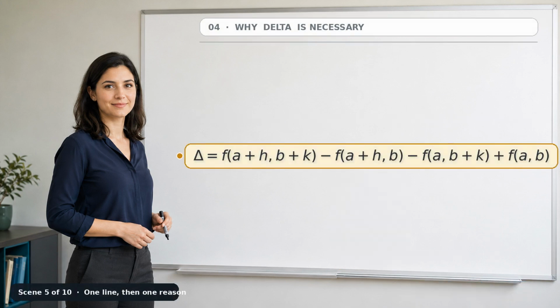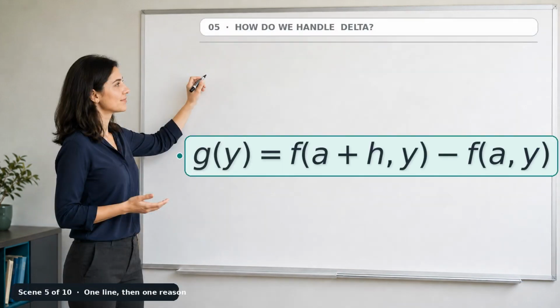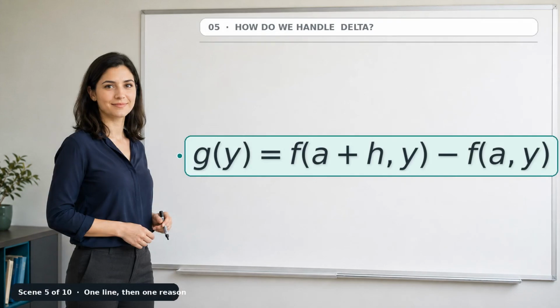We now have delta, but it still contains 4 terms. How can we simplify it? Define g of y to be f at a plus h comma y minus f at a comma y. Why define g this way? Because a and a plus h are fixed. We allow only y to vary. This turns our 4-term expression into a 1-variable problem.